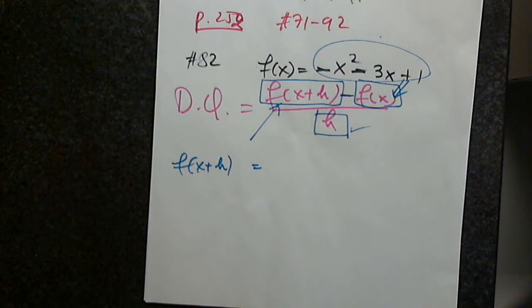So then now what? Same idea over and over. What does this function say? It says negative blah squared minus 3 times blah plus 1. But what is my blah now? Well, my blah now is x plus h. So please tell me how to write this.